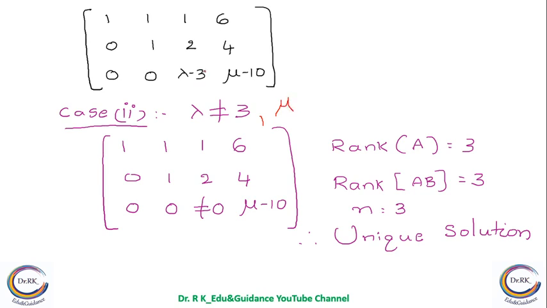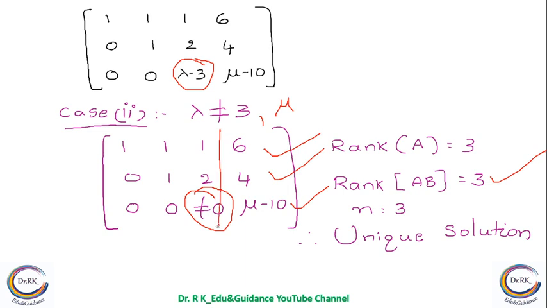Okay. Now another case. Suppose lambda is not equal to 3 and mu can be any value. Lambda equal to 3 we already discussed. Lambda is not equal to 3, then this is not equal to 0. Then if you take the complete matrix, mu can be any value. This is a non-zero row, this is a non-zero row. Irrespective of this value, here already a non-zero value is there, therefore it is non-zero. So rank of AB is 3. Number of non-zero rows 3, therefore 3.